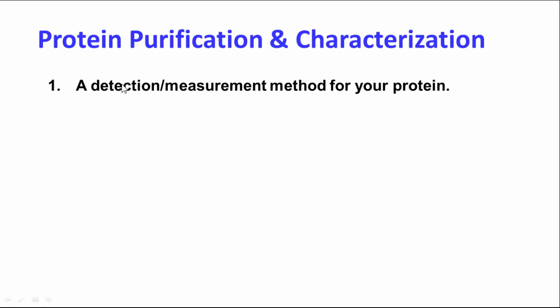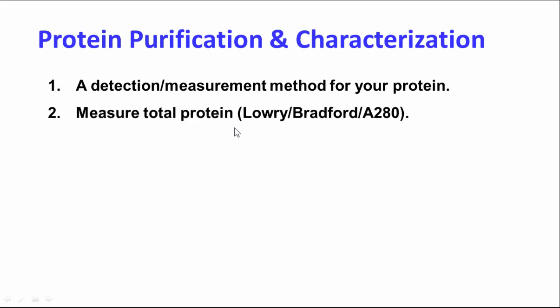Protein purification and characterization. The first thing you need to be able to do is detect and measure, have a detection or measurement method for your protein. If it's an enzyme, you can use an enzyme assay in which you measure substrate disappearance or product appearance. Or if it's a colored protein, you can measure how much of that color is there.